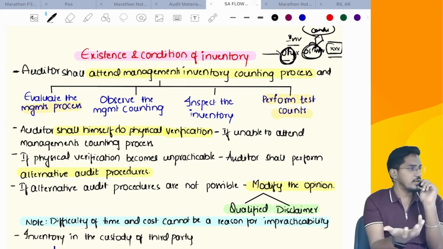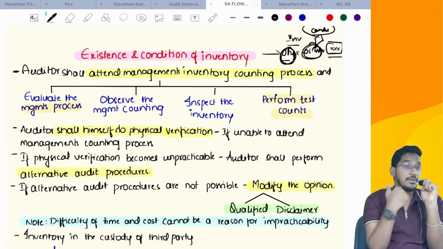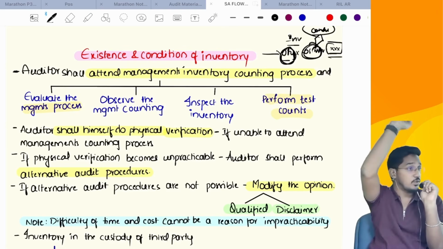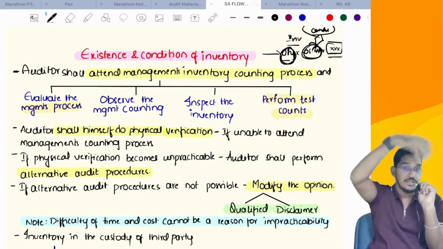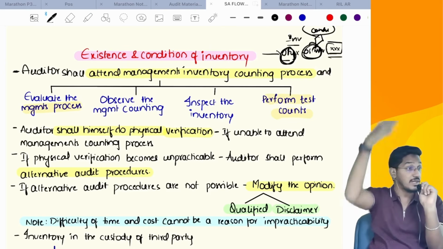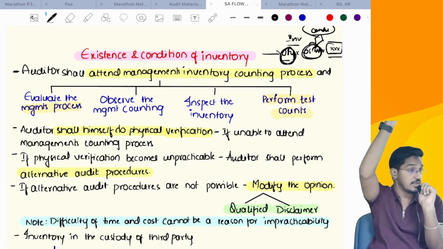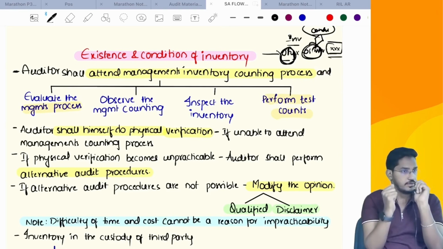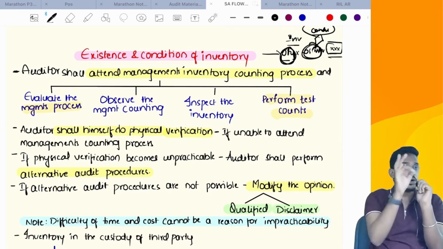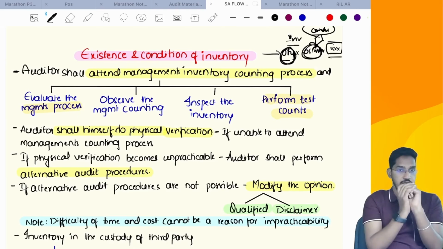If you feel that will give you audit evidence, do it. Sir, I am unable to attend, but I have a local person there who can go on my behalf. Natural calamity is there on the way. I can't go, but I know a person at that location where a warehouse is there. I will send that person. Do it. Whatever it is, try to do alternative audit procedures to obtain audit evidence.